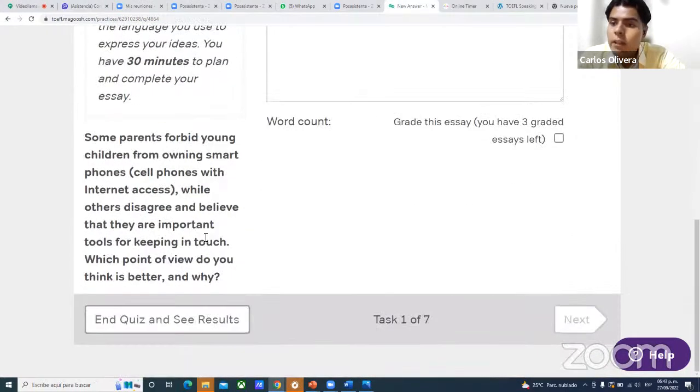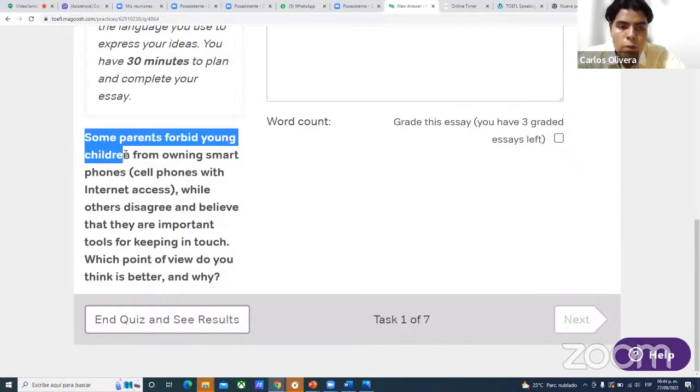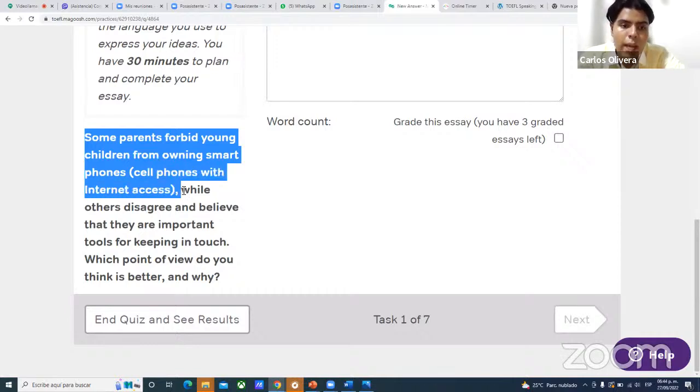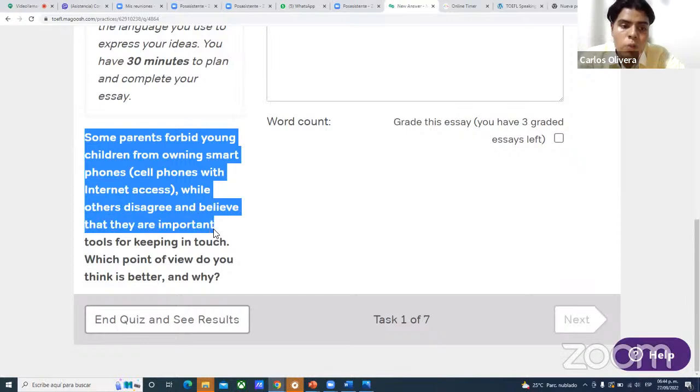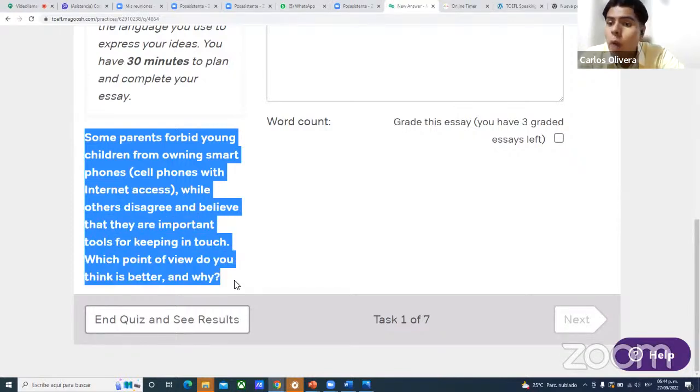Now, here you have the topic that they are going to give you. And as I say, you're going to give your opinion about this topic. Let us read. It's always going to be something similar to this. So pay attention. Some parents forbid young children from owning smartphones, cell phones with access to internet, while others disagree and believe that they are important tools for keeping in touch. Which point of view do you think is better and why?